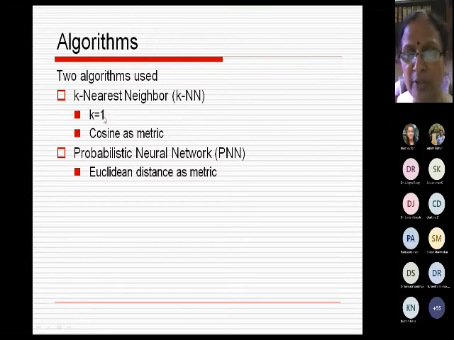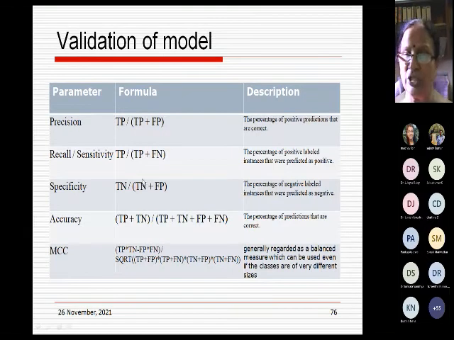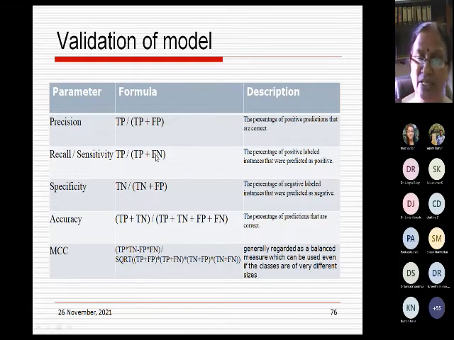K equal to 1 means only the local effect, and in the probabilistic neural network, all the sample data is used for identifying this distance. So two different algorithms for the classification with two different approaches were used. These are the parameters because it is a classification algorithm, so R square cannot be used for this. So the precision, recall, or the sensitivity, specificity, accuracy, or this MCC. This is the formula for doing the statistical analysis or the validation of the model.